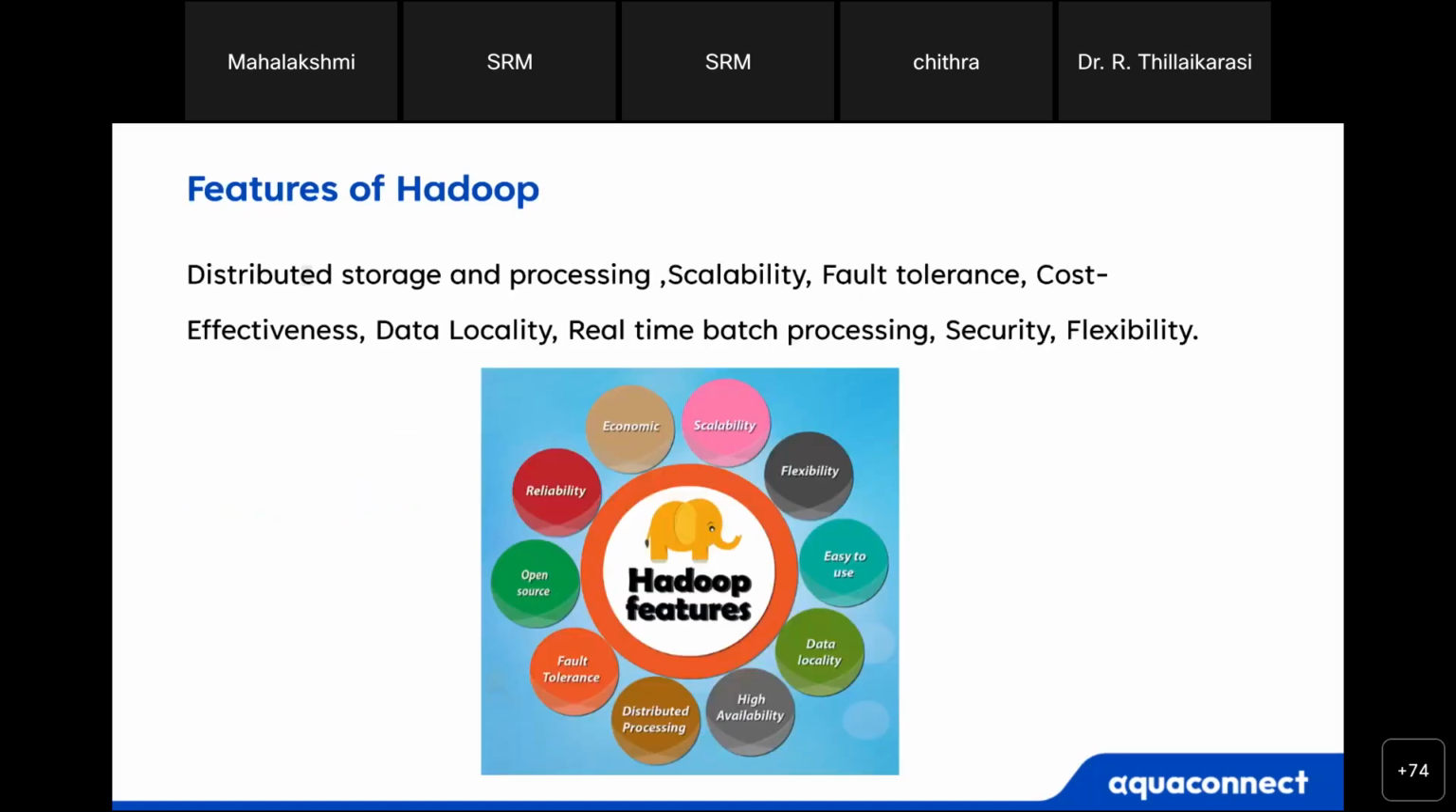So going back to features of Hadoop. Features of Hadoop are distributed storage and processing, scalability, fault tolerance, cost effectiveness, data locality, real-time batch processing, security, and flexibility. This kind of stuff all comes under features of Hadoop. First, what does distributed storage and processing mean? First of all, it stores the data in a distributed manner. After that, it processes the data in a parallel way. For distributed storage, we use HDFS, and for parallel processing, we use MapReduce.